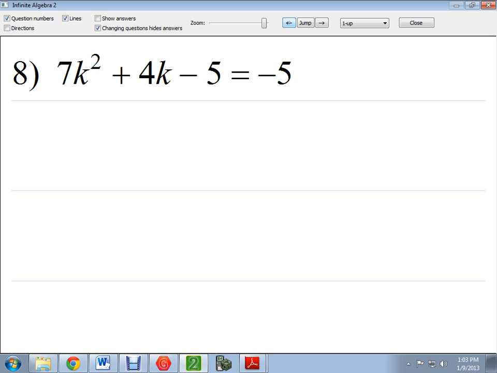Everybody back on number 8, because 8 has a unique thing that happens to it. This happens every once in a while. It's not a big deal when it happens, but it does make people freak out for some reason. It's not really all that hard. What do you need to get rid of? The negative 5. How would I get rid of the negative 5? Add 5. You should notice something. This is going to be 7k squared plus 4k equals 0. What happened to the constant? It also canceled. Well, that is interesting.